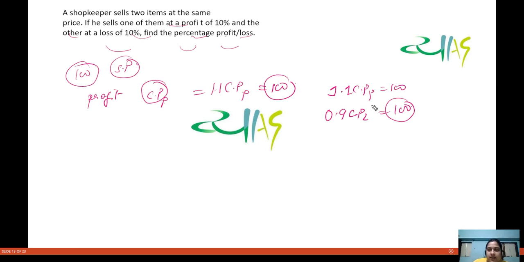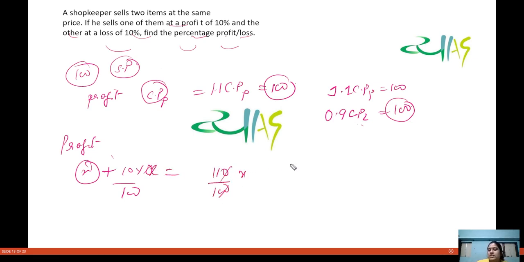Because when it is having 10% loss, your selling price is this much. I already told you, whenever we have profit, let us say x was our cost, then 10% profit means 10 by 100 into x. So this becomes 110 by 100 into x, which is 1.1 times x. So I wrote directly 1.1 times the cost price of that item which was in profit. We are not given whether their cost price was the same or not.